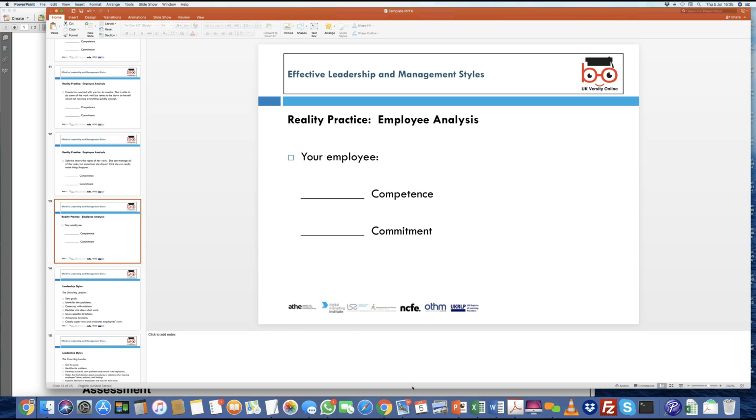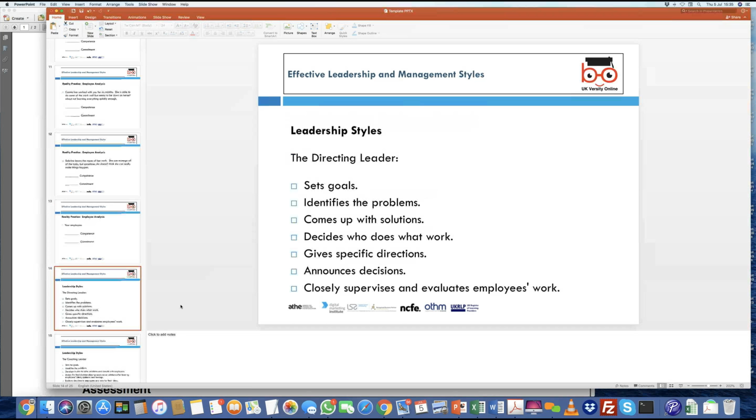Okay. Now, let's look at some of the modern leadership styles. We've talked about the old ones: autocratic, democratic, bureaucratic, laissez-faire. Let's look at some of the modern leadership styles. The modern leadership styles talk about a directing leader, because you're not a political leader. You're not looking at leadership from a political context. You're looking at an organizational leadership.